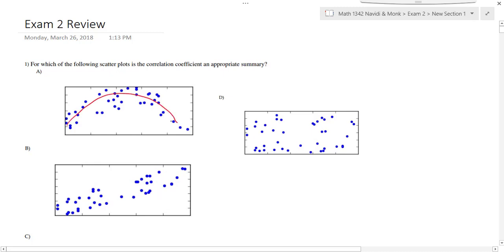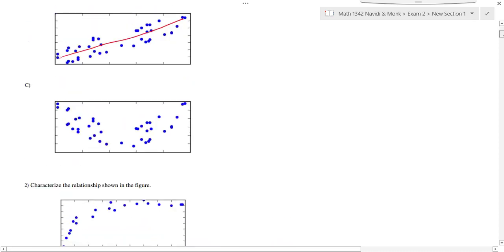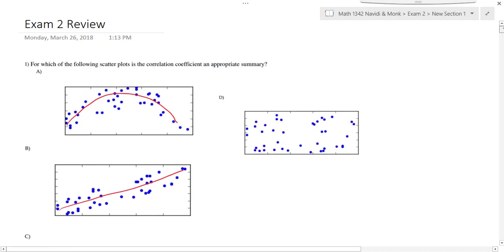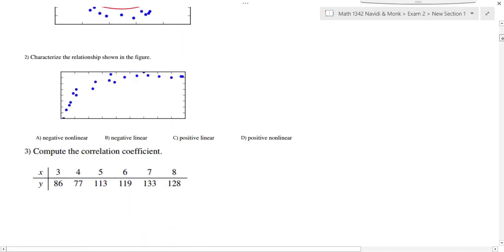This is not linear, it's kind of curve shaped. This one has no relationship whatsoever. B looks to be somewhat linear, and then our other choice here is C, which once again does not look linear. So the correct answer here would be B. In order to use the correlation coefficient as an appropriate summary, your scatter plot has to show some sort of linear correlation. This would be an example of positive linear correlation. Positive because it's going up.